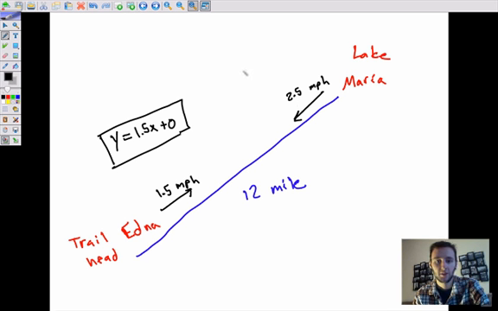And then the equation representing Maria's distance from the trailhead will be y equals, she starts 12 miles away, because that trail is 12 miles long. So she starts 12 miles away, and she's actually getting closer to the trailhead, so we're going to have a negative 2.5x. Again, the reason that's negative is because the distance from where she's at to the trailhead is decreasing. Each hour she walks 2.5 miles closer, so that distance is decreasing. So there is Maria's equation.